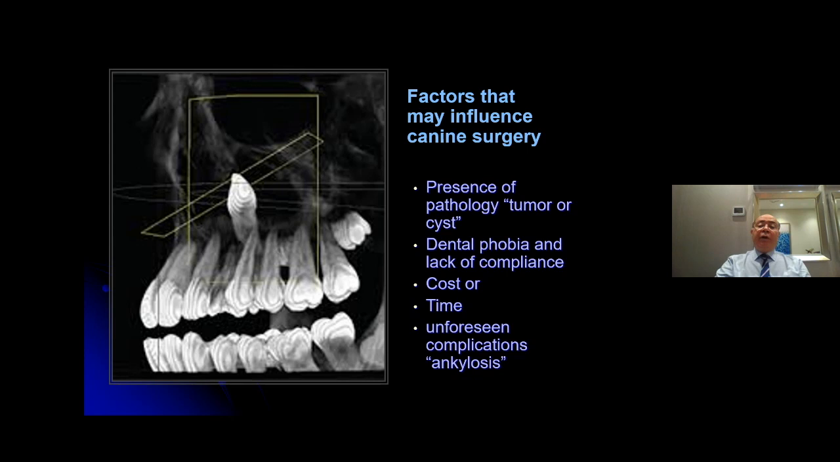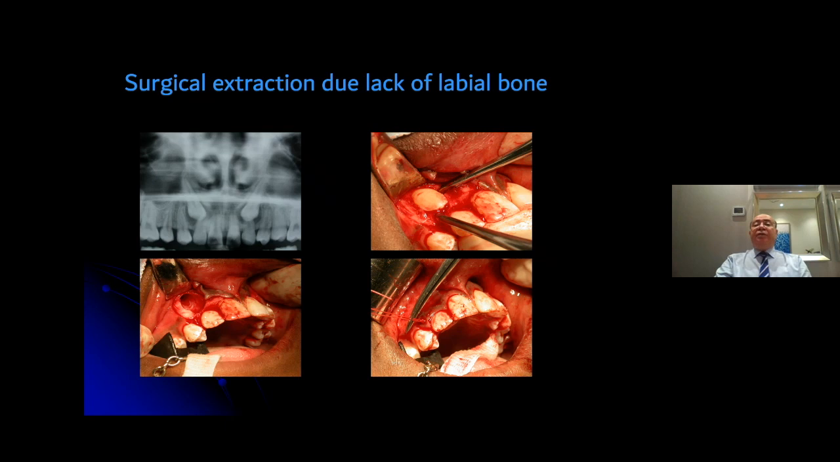So this is just one of the simple cases that didn't go as we planned. When we did the CT, there was virtually no labial plate of bone, and the orthodontist was informed, and there's no point for us to expose when we know that it's not going to work. So simply the tooth was taken out.